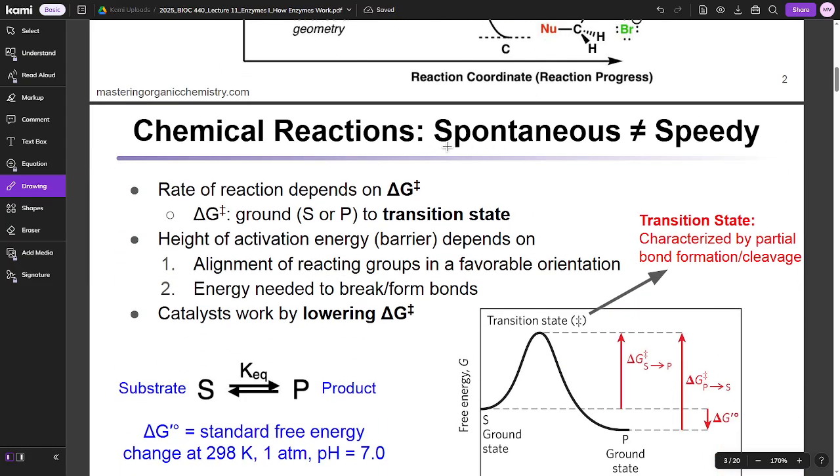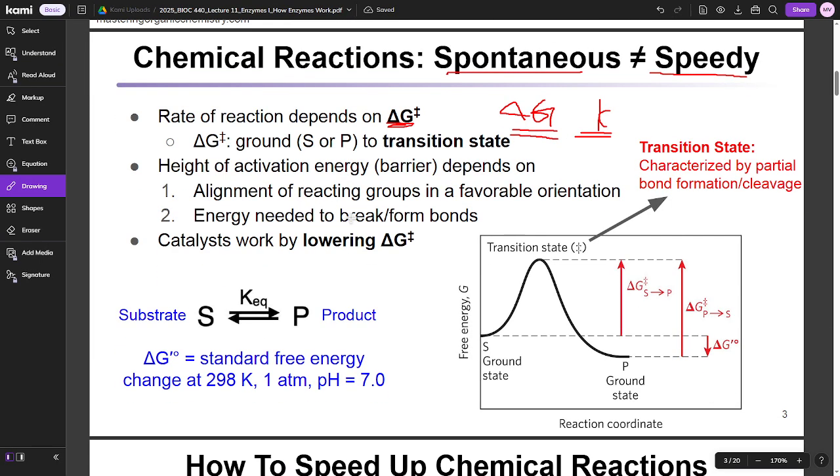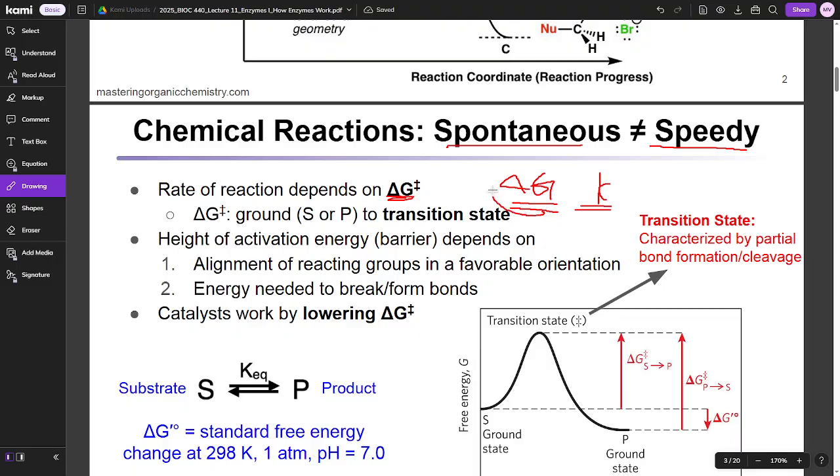I want to stress this. We have two different types of constants that tell us about spontaneity and speed. Delta G is for spontaneity, and then we have K for rate. So this is rate, this is spontaneity. They don't mean the same thing. This does influence this, but they're not the same thing, right?